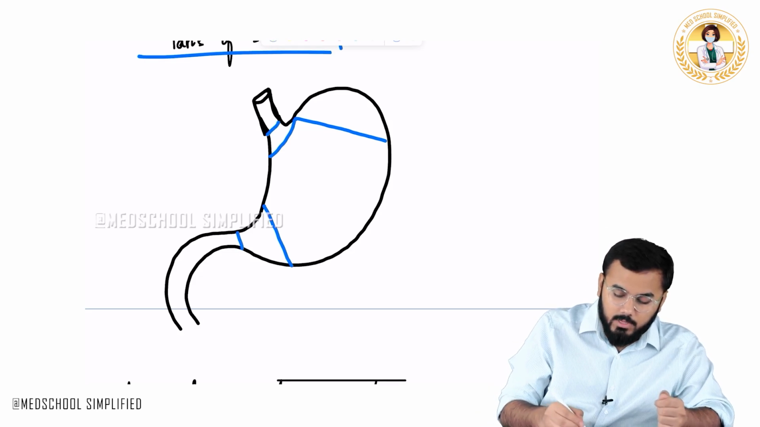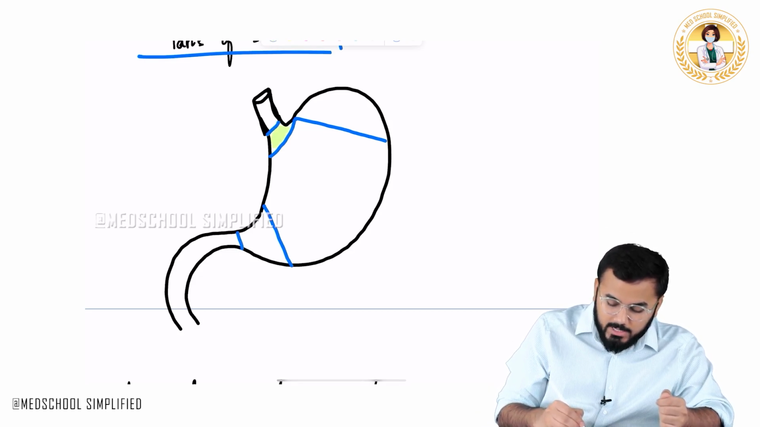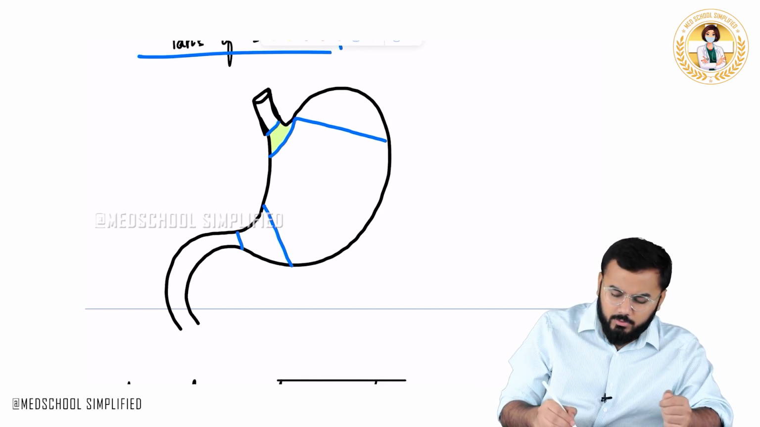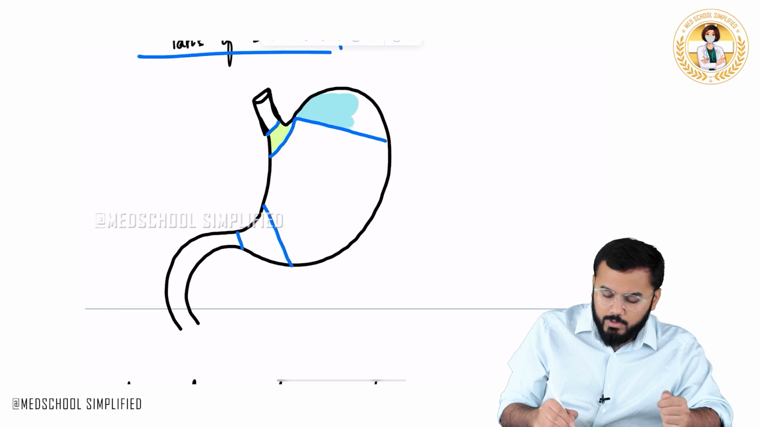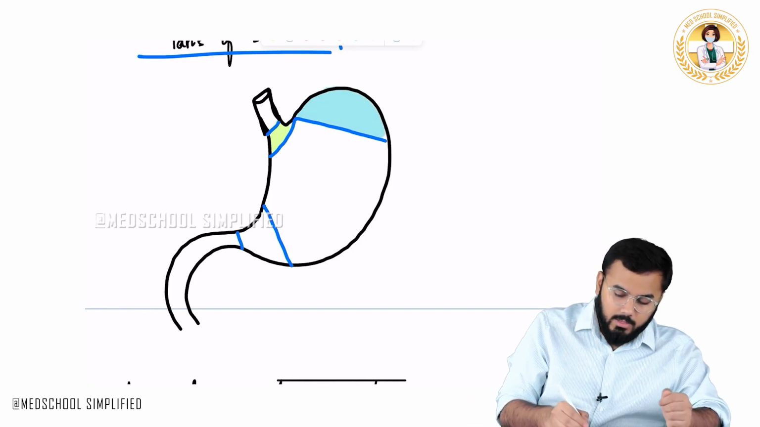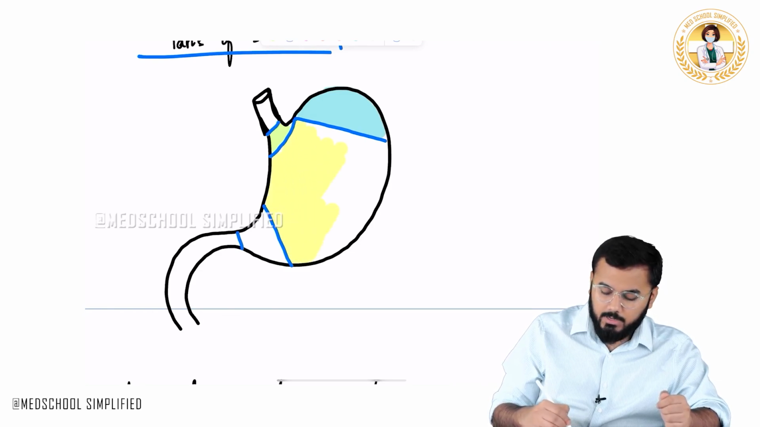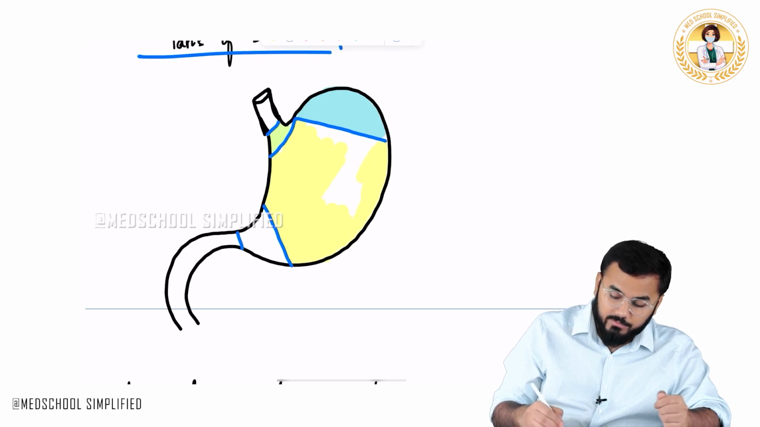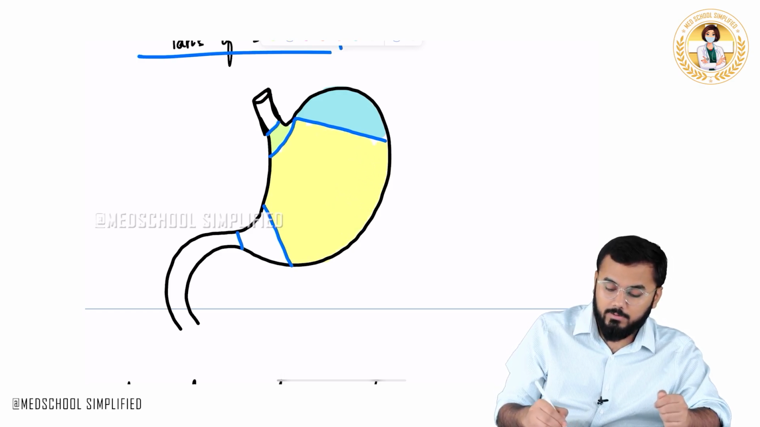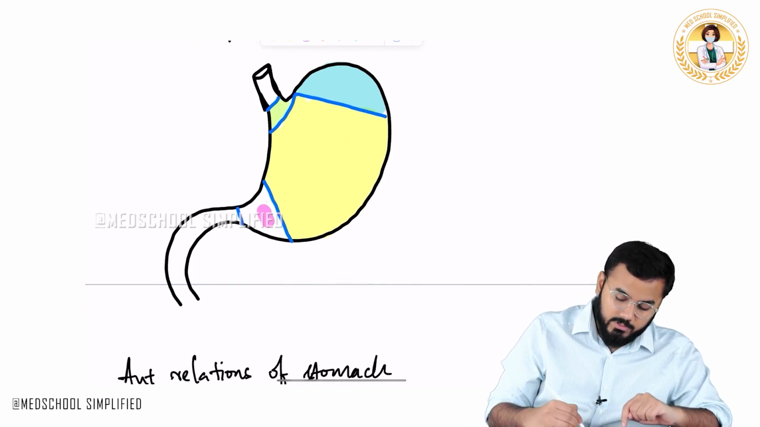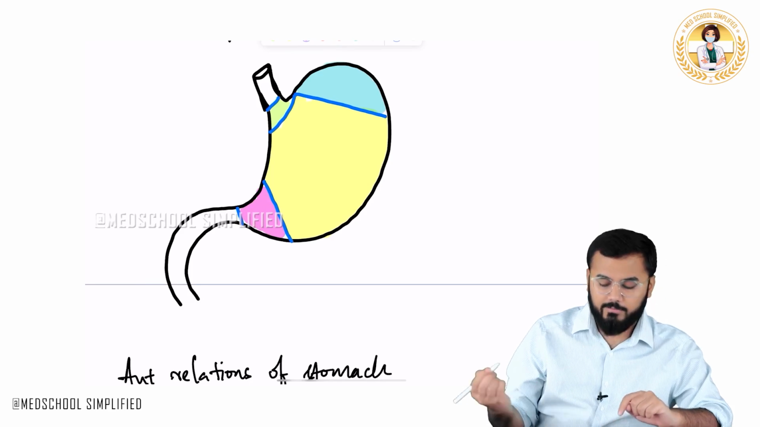So let us see now. This part which I am highlighting with the green over here is called the cardiac part of the stomach. Now this part which I am highlighting with the blue is called the fundic part of the stomach. Now this part which I am highlighting with the yellow, what is it called? It is called the body of the stomach. The body is larger when compared with all the others. And the last important part, which I am highlighting with the pink over here, is called the pyloric part of the stomach.